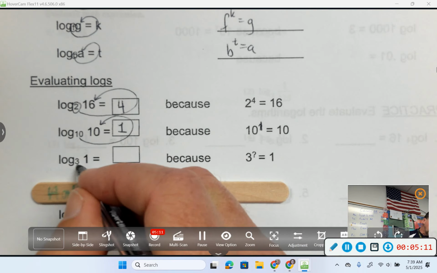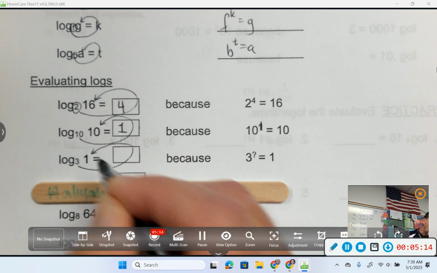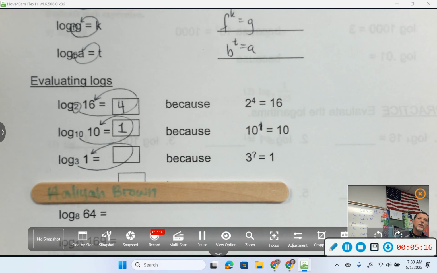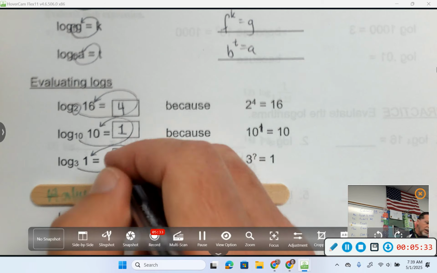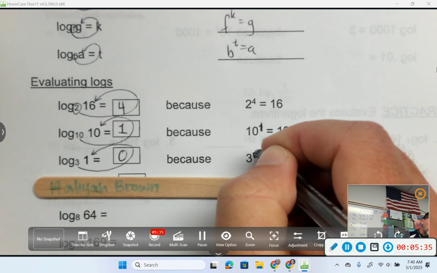Aaliyah, what do you think goes in this box? 3 to the what would be 1? One third would be a cube root. Did you hear what she said? 0. Because anything to the 0 is 1. So it is 0.